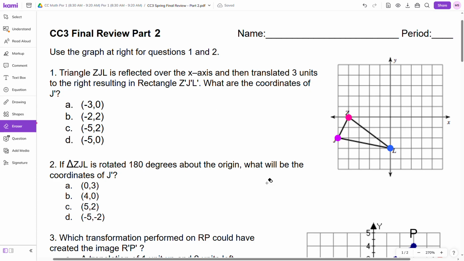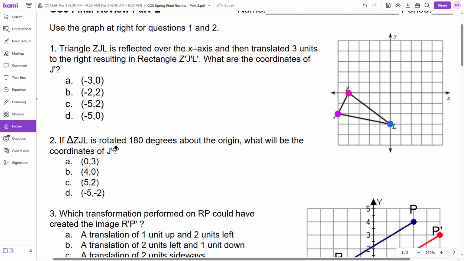Today we're reviewing the final, and now we're talking about part 2. And a little side note here, I'm going to move to number 2 first. I'm going to come back to number 1 later, and I can tell you why later too. But I'm going to start with number 2, and it says it's going to rotate 180 degrees about the origin, and what will be the coordinates of J prime.